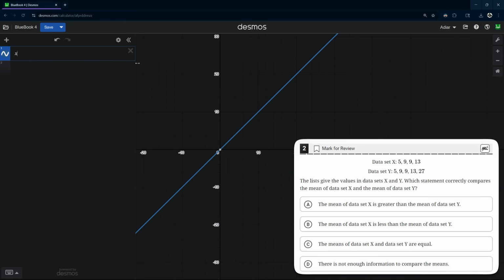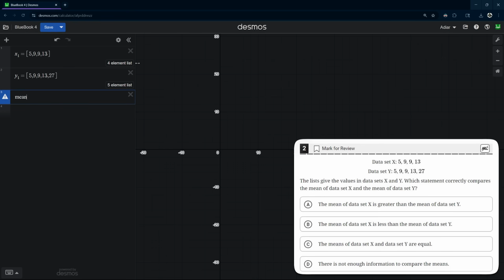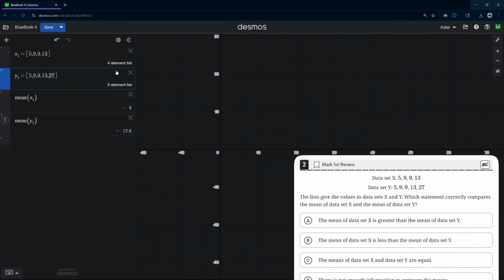What you can do is say dataset X equals 5, 9, 9, 13, and dataset Y equals 5, 9, 9, 13, 27. And just compare the means. So mean of x1 and mean of y1. And so we'll see the mean of y1 is greater. But I do not recommend doing it this way. We can obviously see that x1 and y1 are the exact same, except y1 has a bigger number. So the mean will be greater for y1.